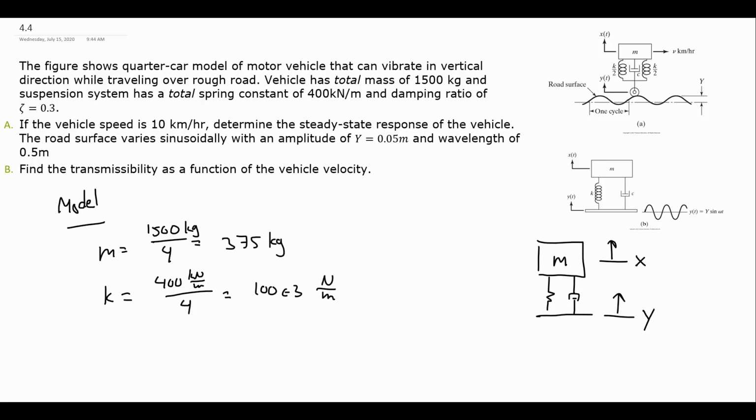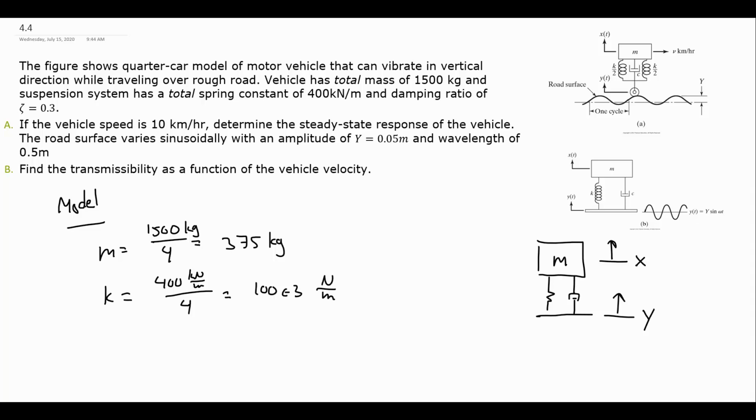So again, we're assuming that each tire would have 1/4 of the suspension. So if each of the 4 wheels has 100,000 newtons per meter, since they're in parallel, we can add it together, and that's how we get that total spring constant for the vehicle of 400,000 newtons per meter. And we're told the damping ratio is 0.3.